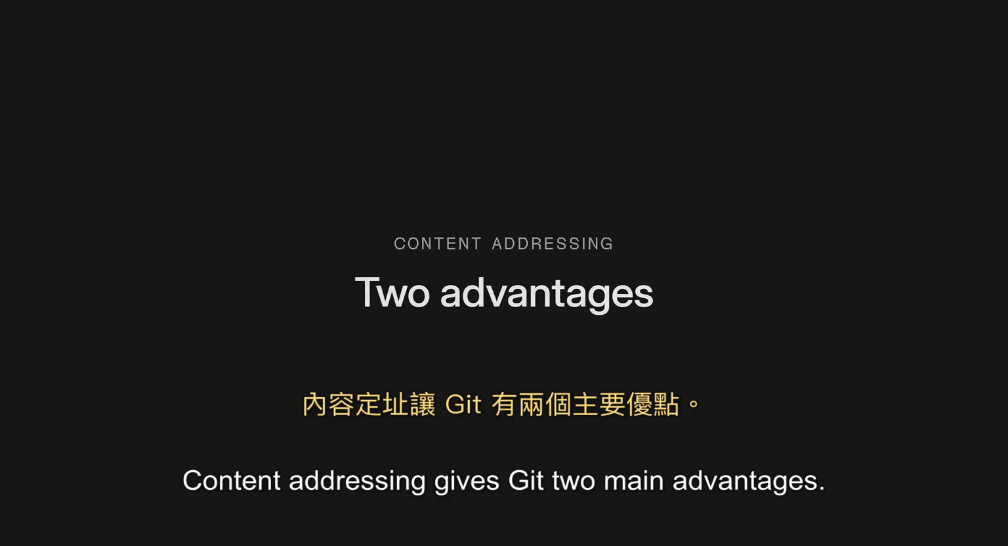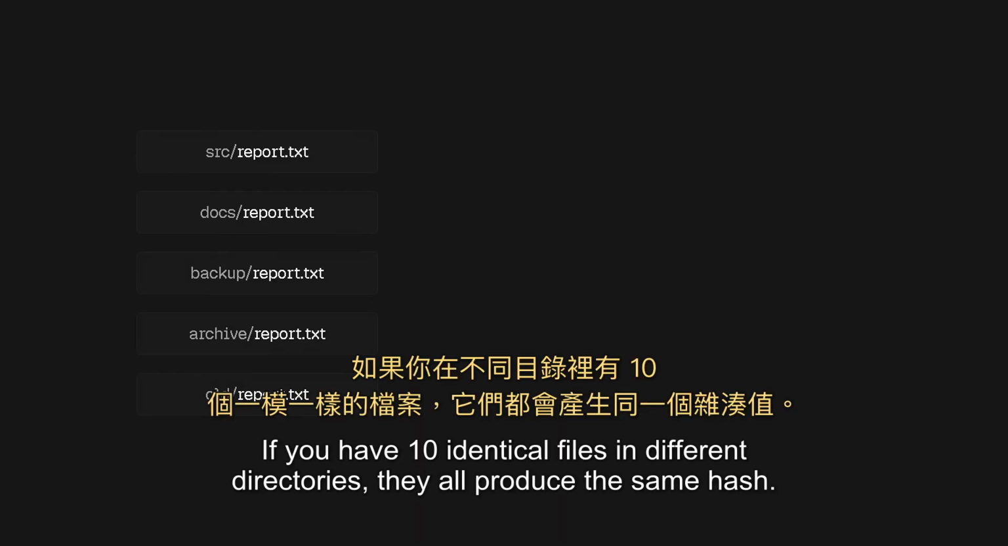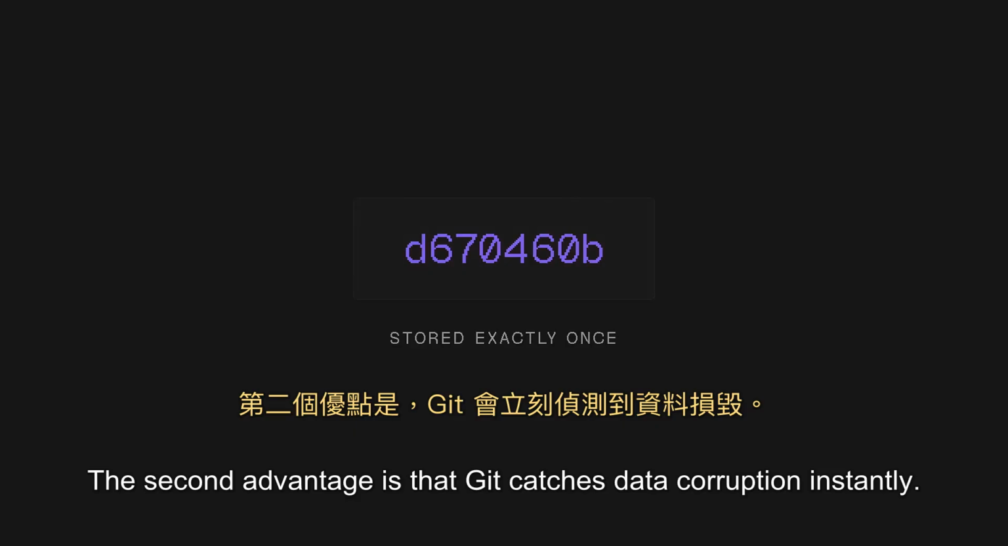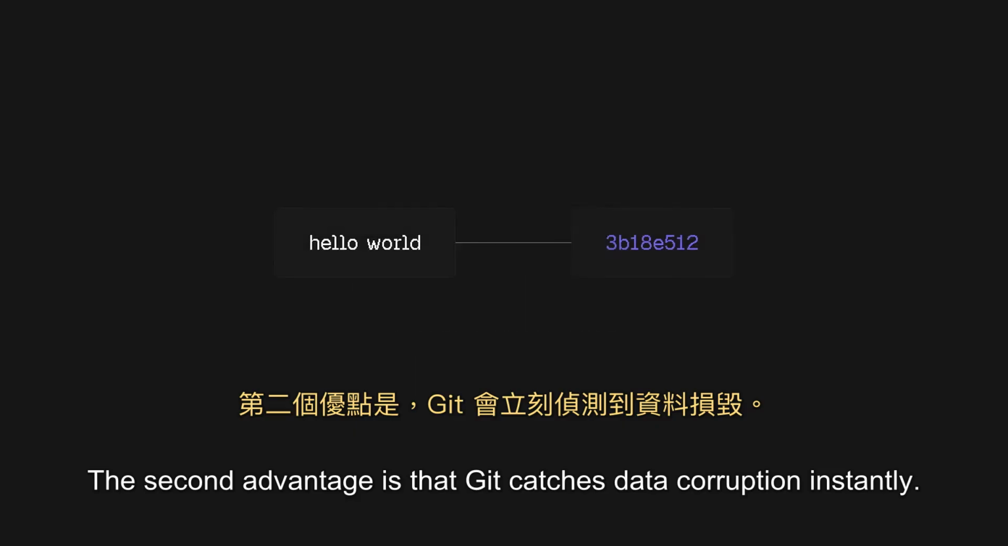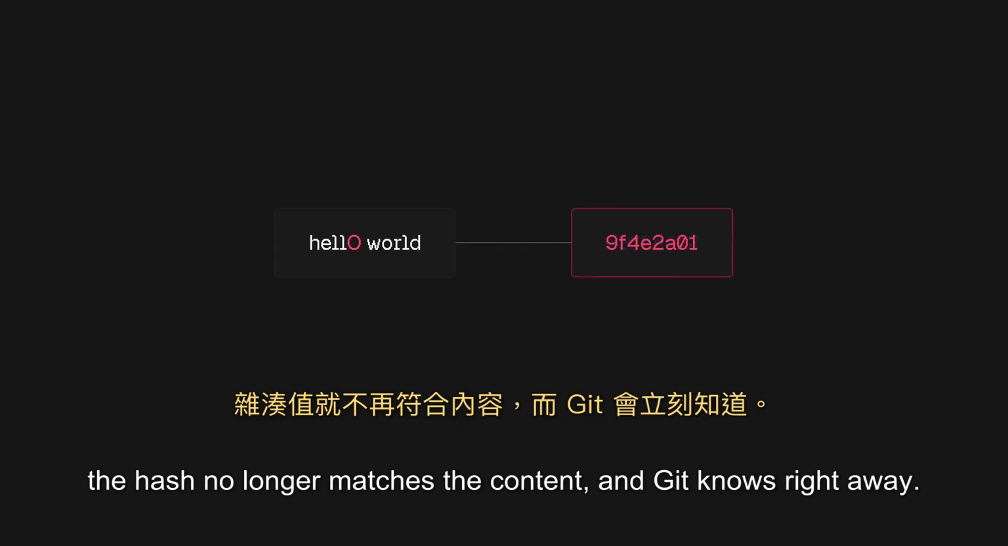Content addressing gives Git two main advantages. First, it stores identical content exactly once. If you have 10 identical files in different directories, they all produce the same hash, so Git only saves one copy. The second advantage is that Git catches data corruption instantly. If a single bit flips on your hard drive, the hash no longer matches the content and Git knows right away.